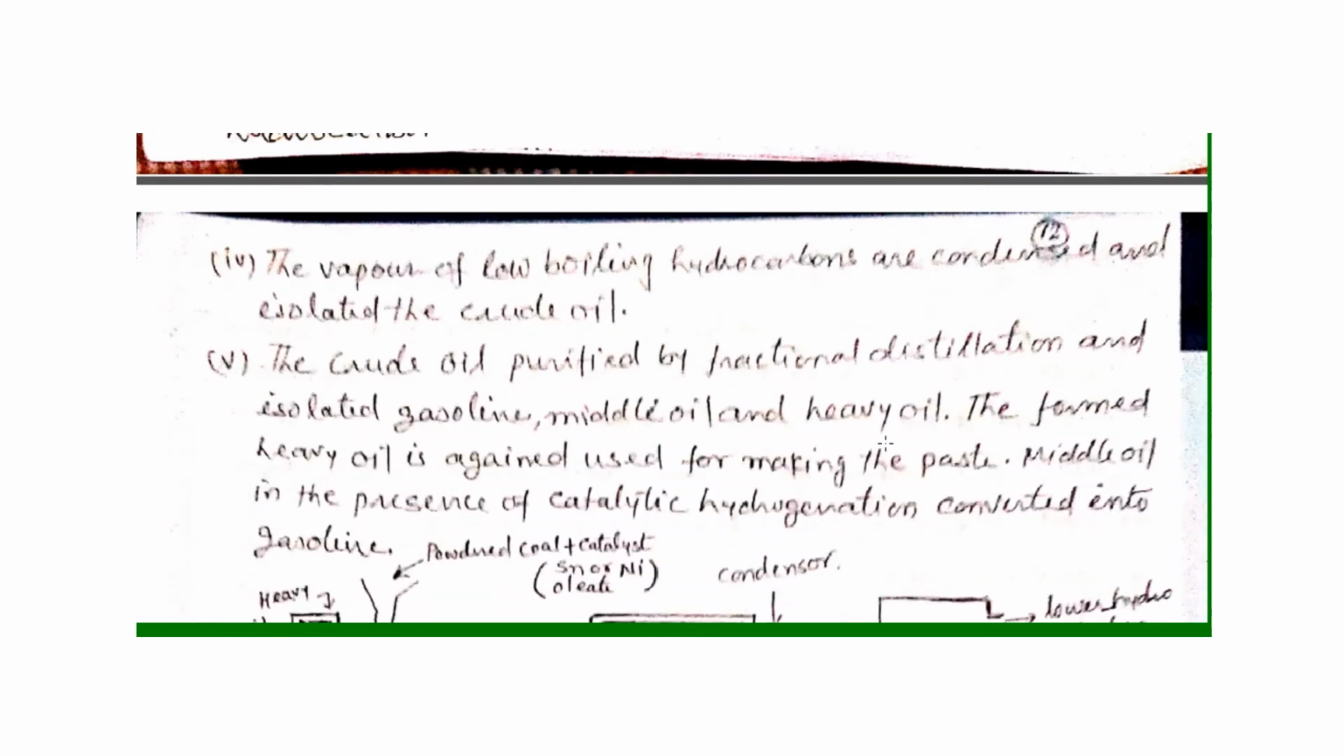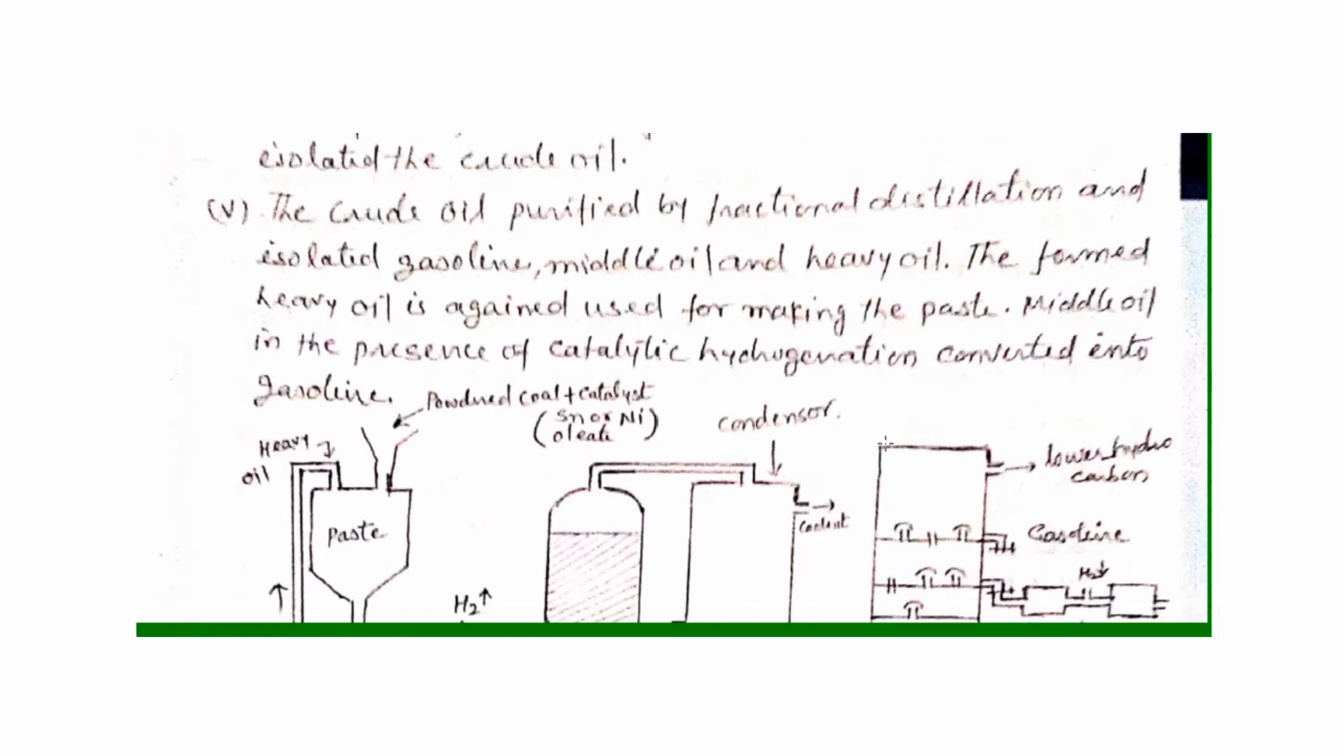The vapor of low boiling hydrocarbon is condensed and isolated by fractional column distillation from the crude oil. The crude oil is purified by fractional distillation and isolated into gasoline, middle oil and heavy oil. The formed heavy oil is again used for making the paste. Middle oil, in the presence of catalytic hydrogenation, is converted into gasoline.